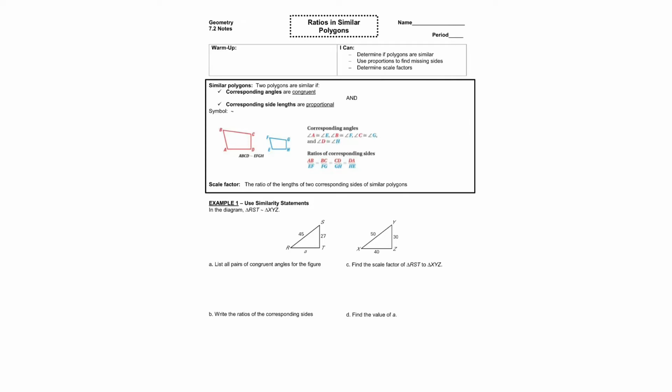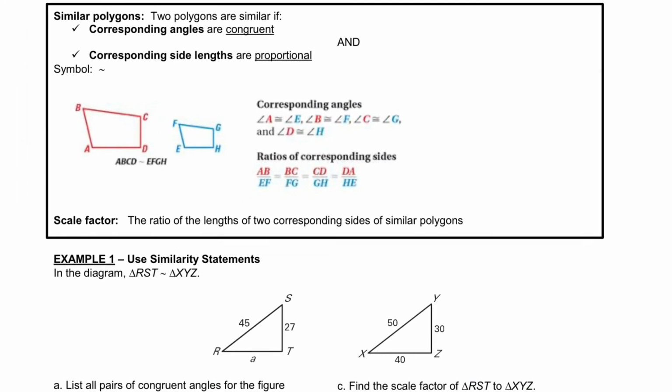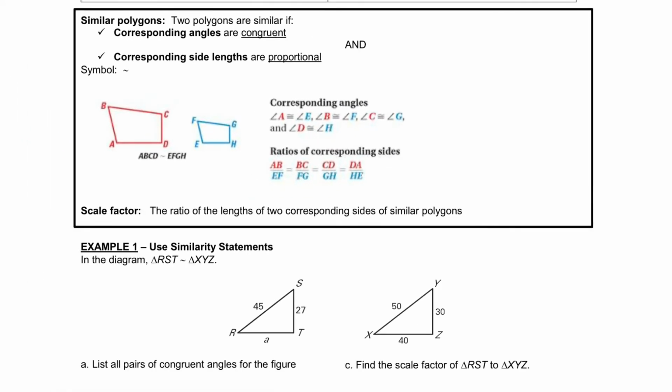So first of all, let's take a look at what's in this box here at the top of your notes. And we'll talk a little bit about what it means for two polygons to be similar. The first thing it says is that corresponding angles are congruent. If you look at the two figures they have drawn down here, the angles are the same, okay? If the angles are congruent, then it gives the polygons the same shape. But notice that they're not the same size. They're only the same shape.